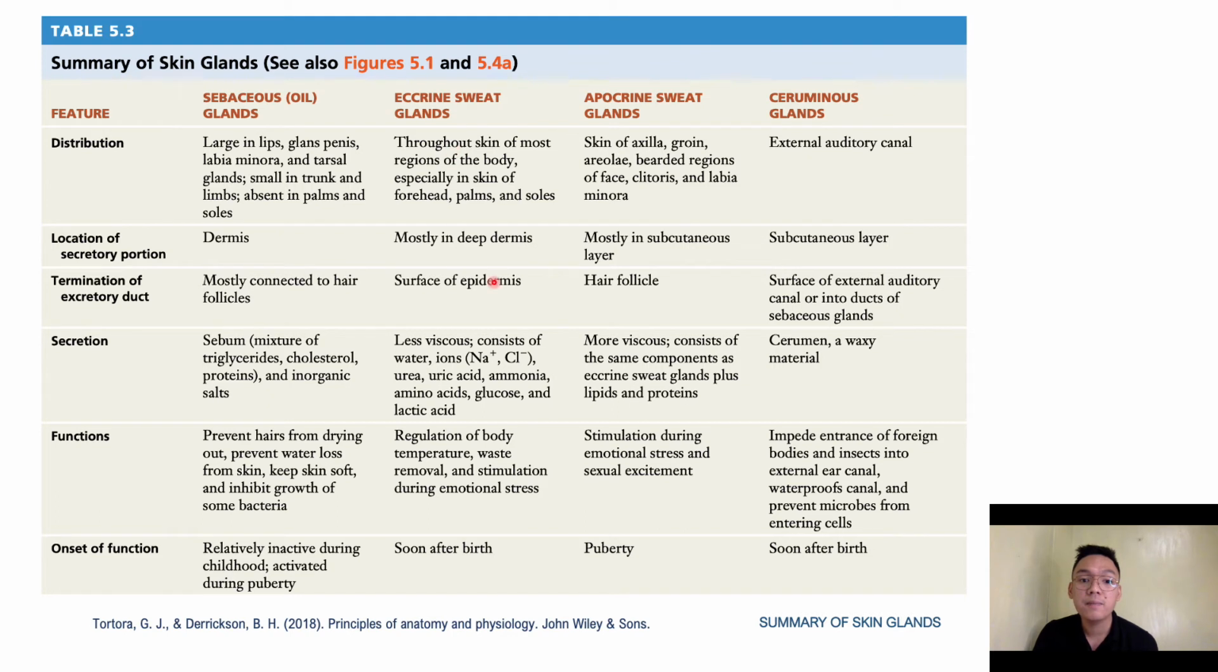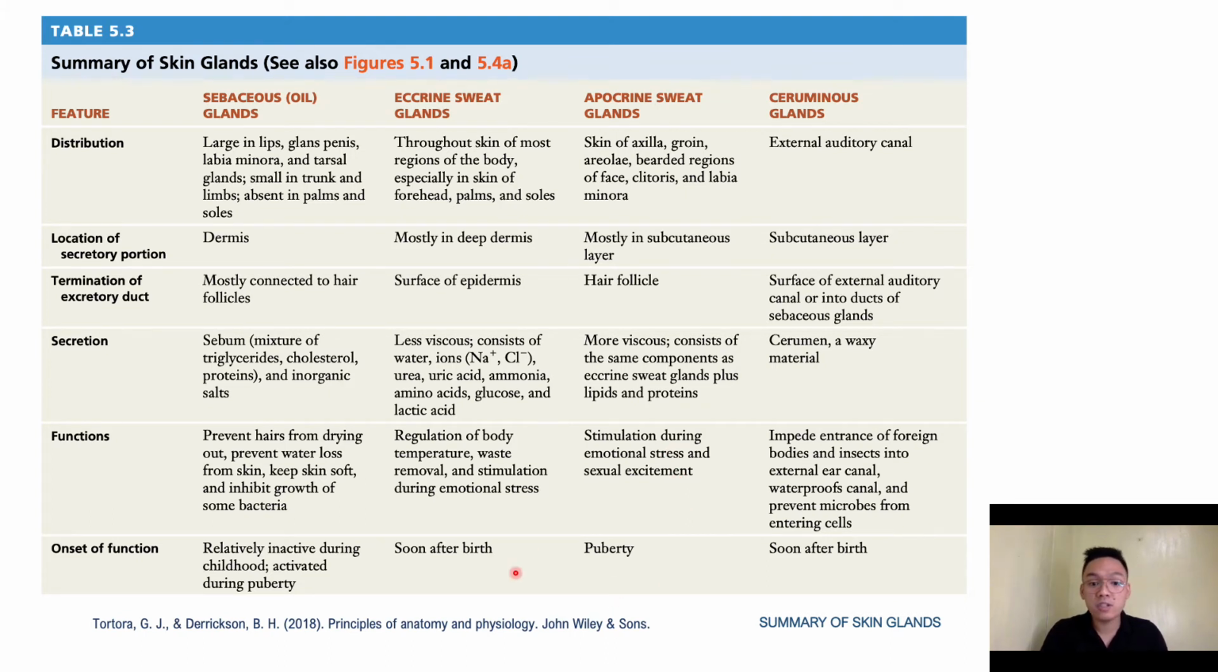Eccrine sweat glands are in the deep dermis, secreting sweat onto the surface of the skin. It is less viscous, containing water, ions, urea, uric acid, and ammonia. It regulates body temperature as it releases sweat, and its function begins soon after birth. Your apocrine glands are mostly in the subcutaneous layer, terminating in the hair follicles. They have a more viscous secretion, and they are stimulated during emotional stress and sexual excitement.